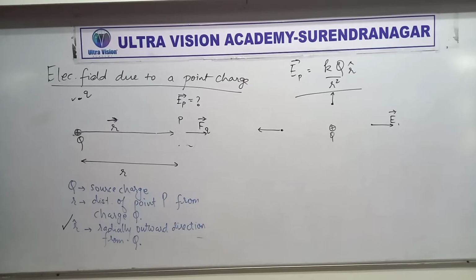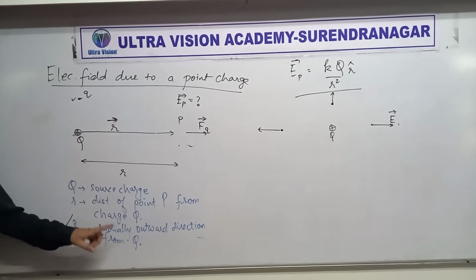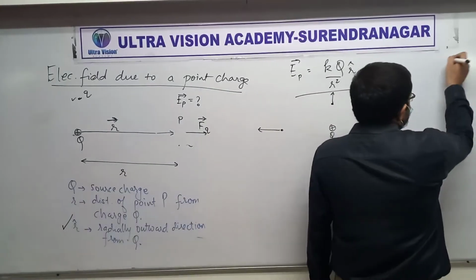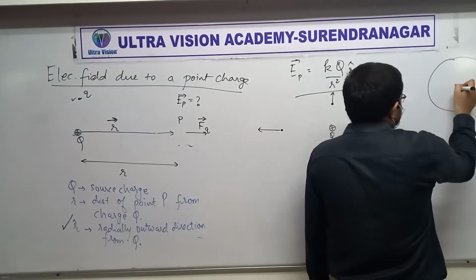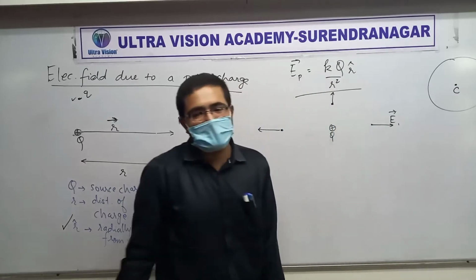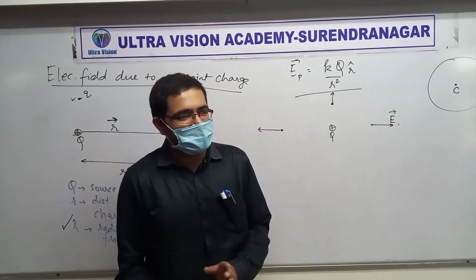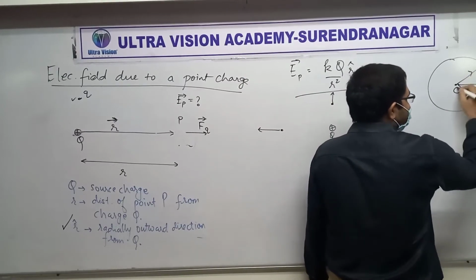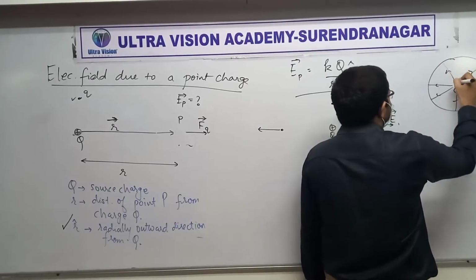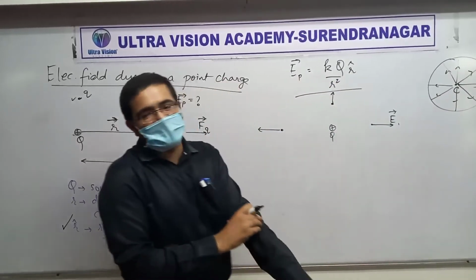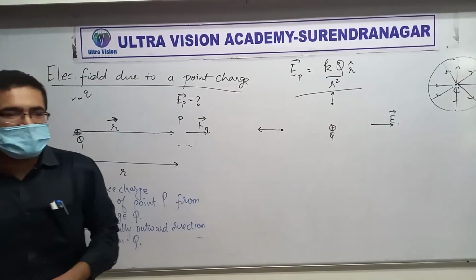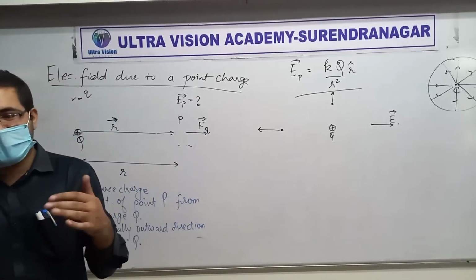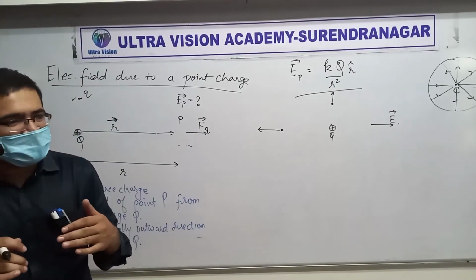What is the meaning of that sentence? Radially outward direction from Q. What is the meaning of radially outward? Here is a circle, here is the center. How do you draw a radius? From the center to something, here. See? So what are these directions called? Radially outward. Understood? What would be the meaning of radially inwards? Opposite. Fine. Meaning of that word clear?